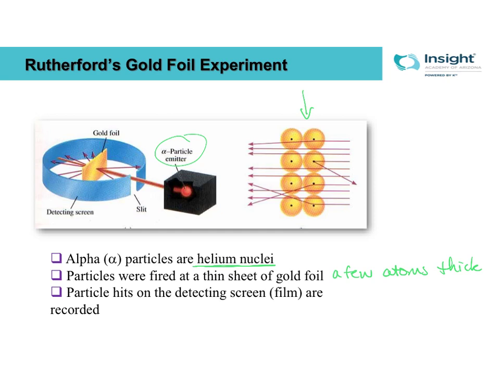And then he has this whole thing surrounded by this detecting screen. All right, and the job of that detecting screen is to record when helium nuclei hit it. All right, so we can keep track of where those helium nuclei end up. All right, so what Rutherford found was that most of the helium nuclei, most of them just go straight through. All right, almost all of them.